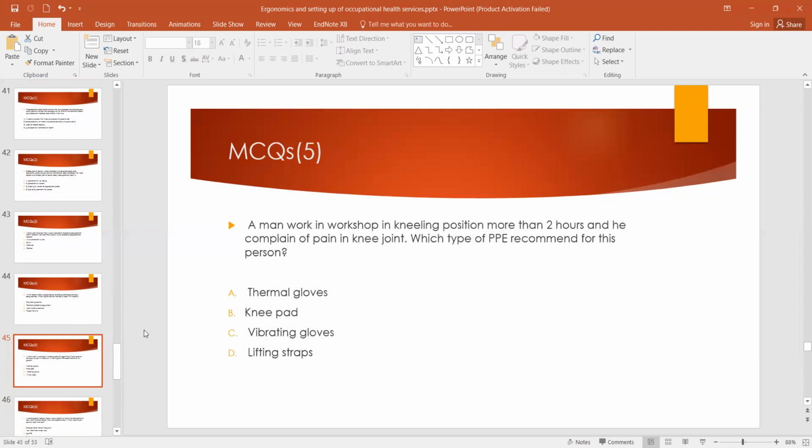A man works in a workshop in a kneeling position for more than 2 hours and he complains of pain in the knee joint. Which type of personal protective equipment is recommended for this person? Thermal gloves, knee pad, vibrating gloves, or lifting straps? B is the right answer.